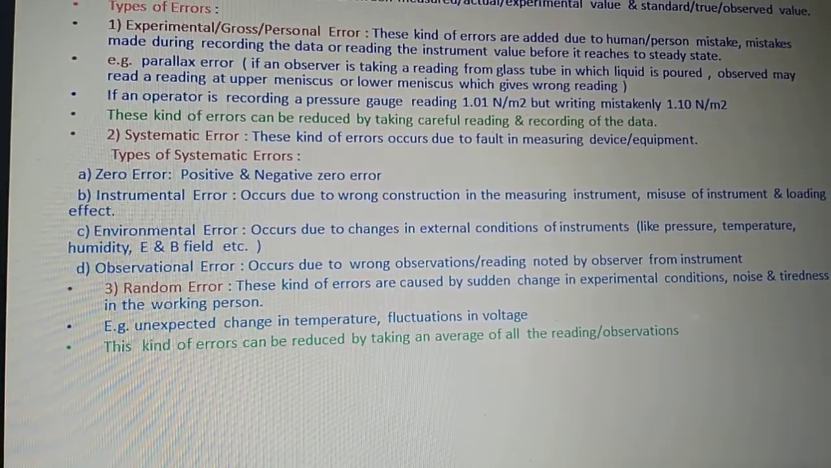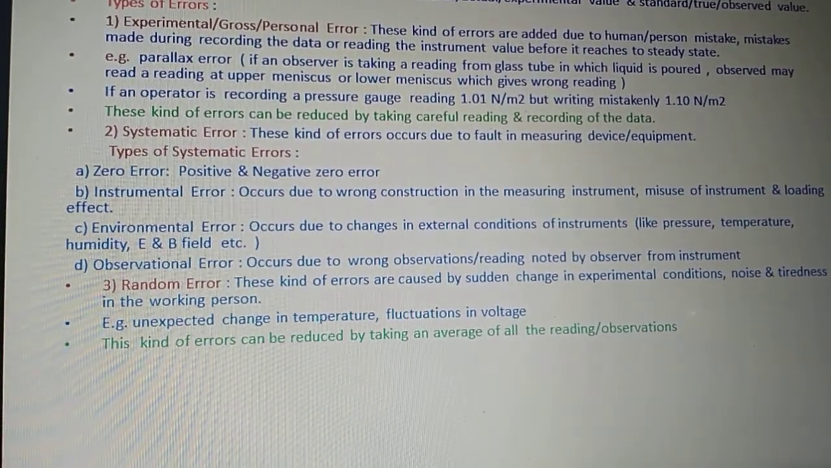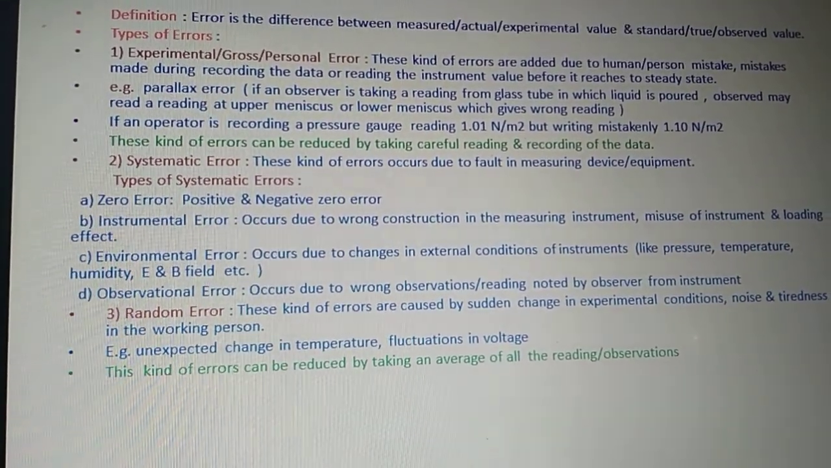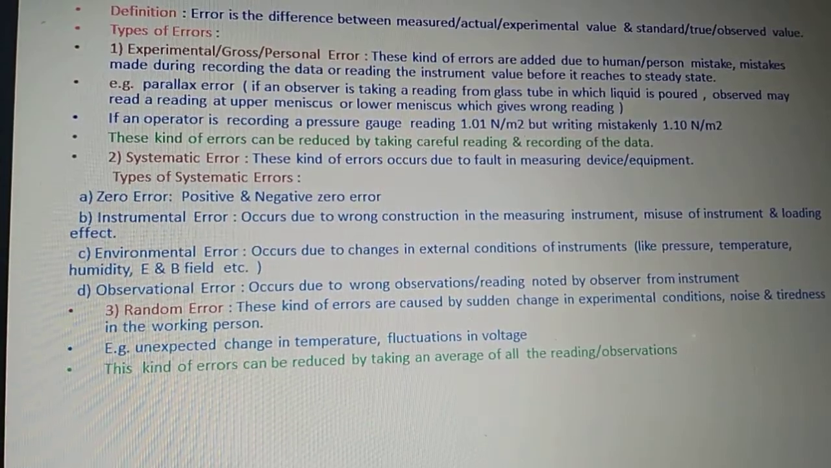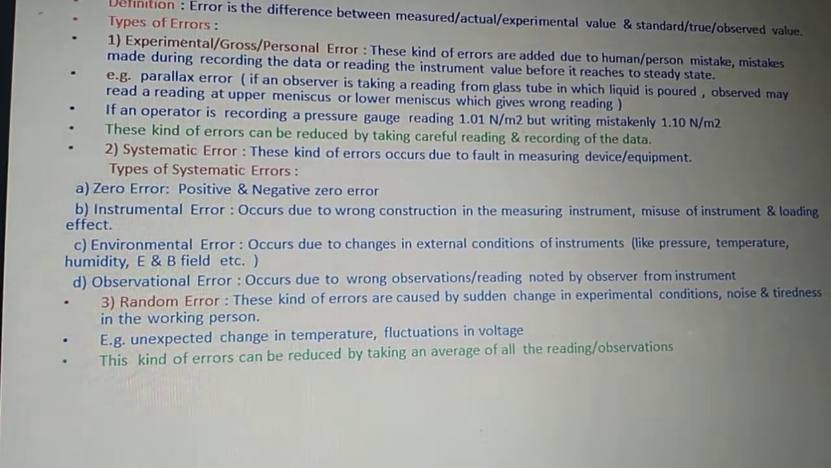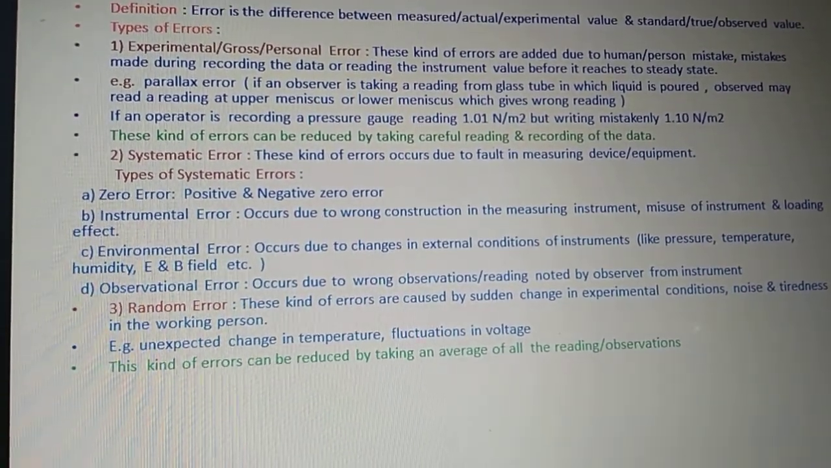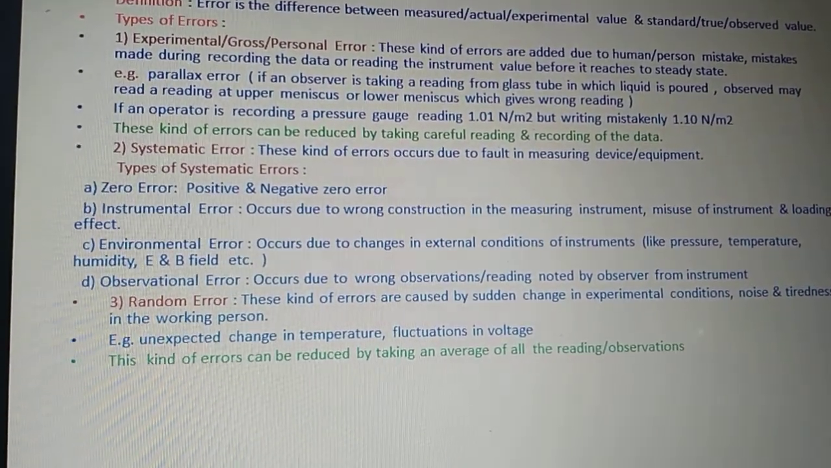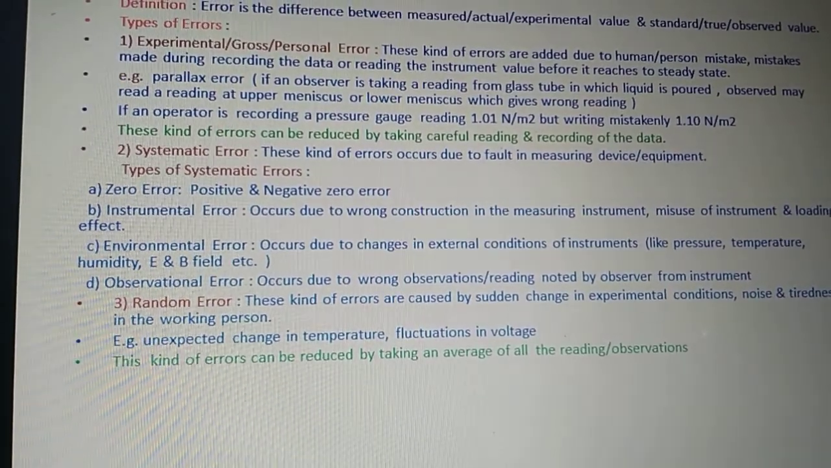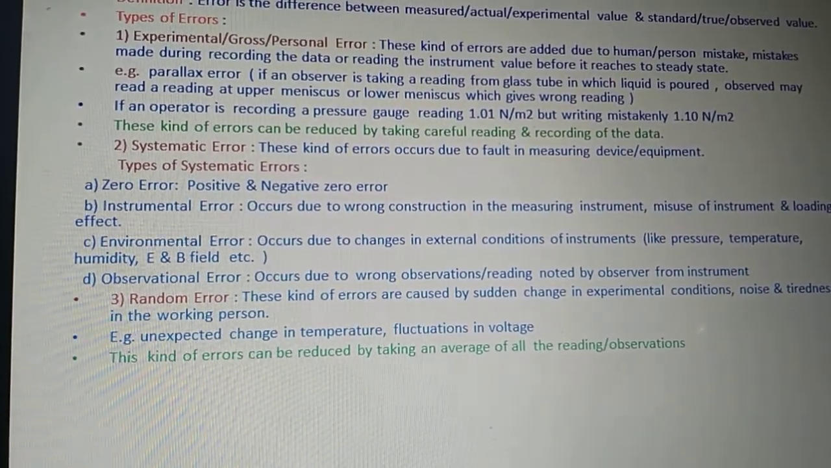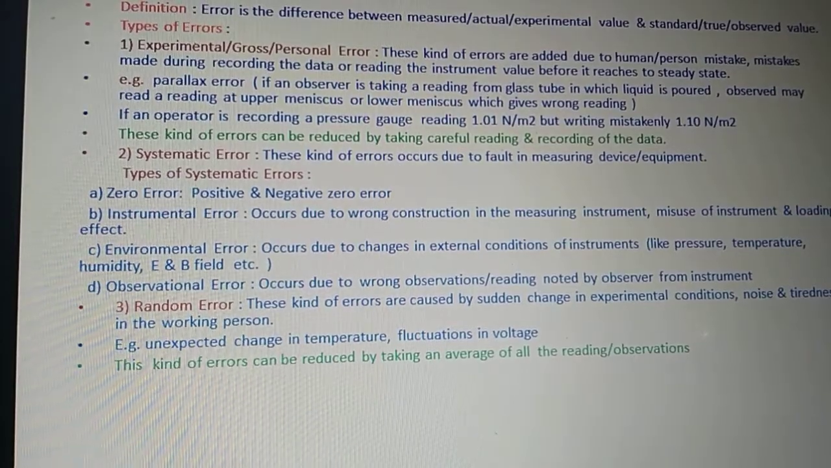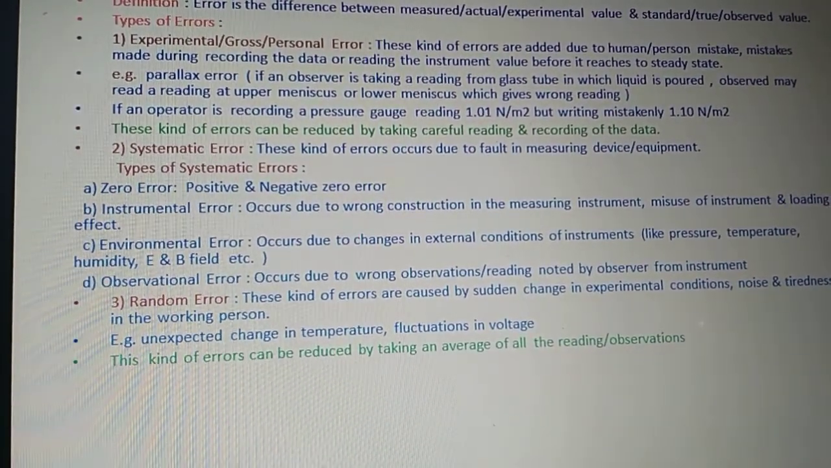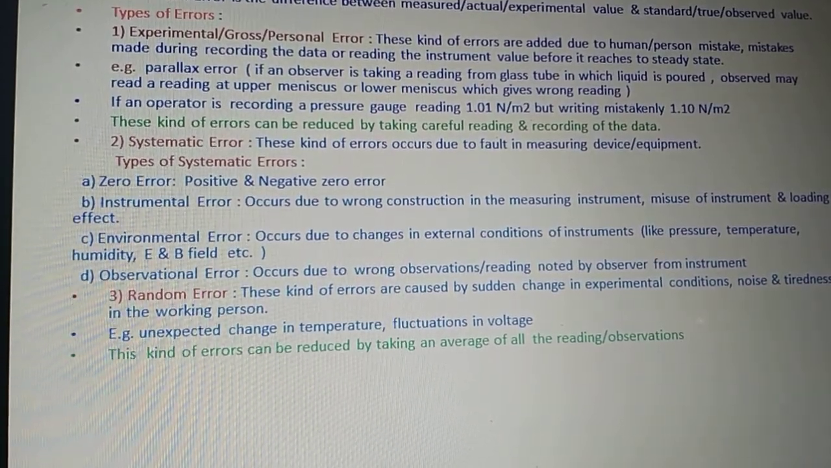not because of an instrument. The instrument gives you the correct reading, but because of the person's casualness, the mistake is increased. This kind of error is called a personal error. This kind of error can be reduced by taking careful readings and recording the data. That means avoiding the error is possible, and that can be done by careful reading and recording of the data.